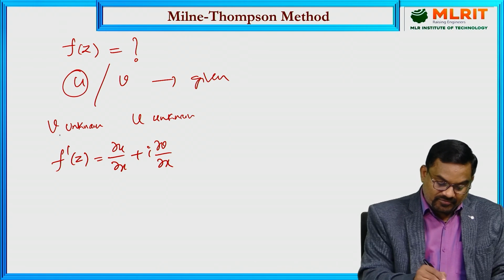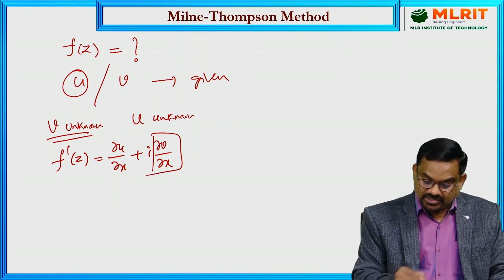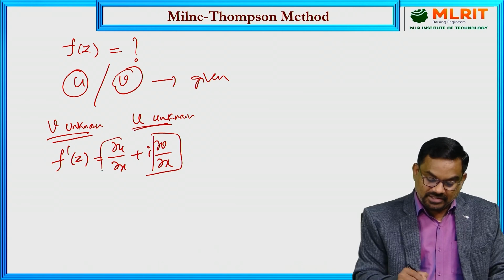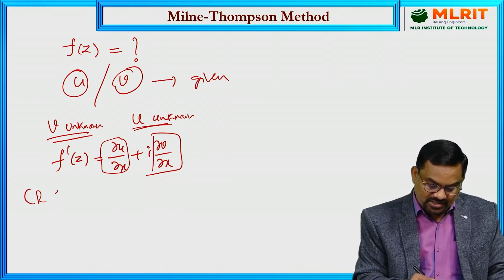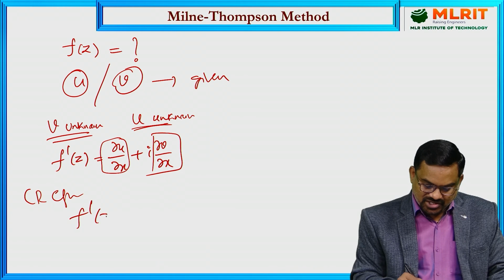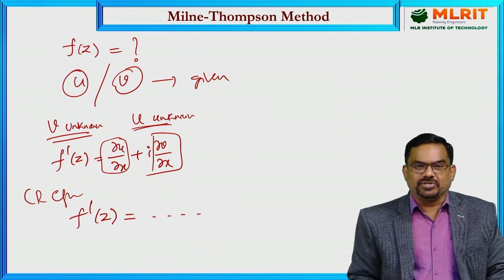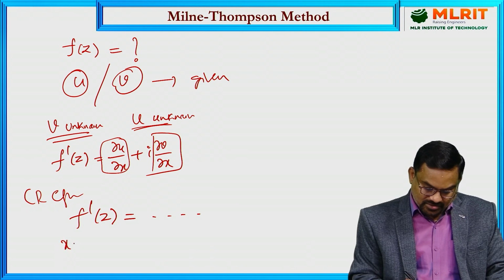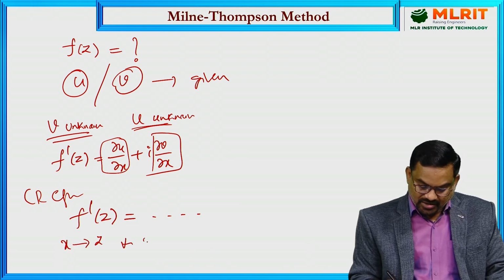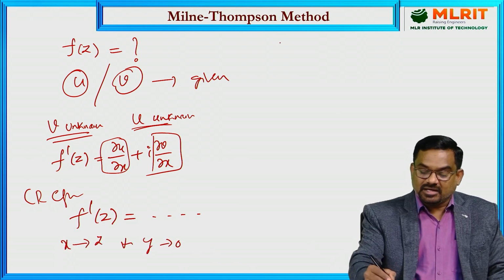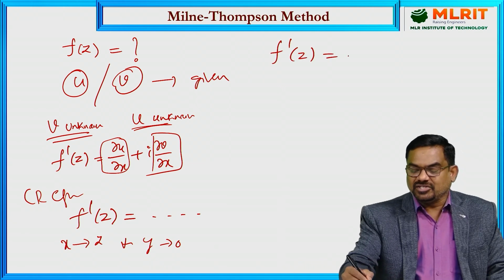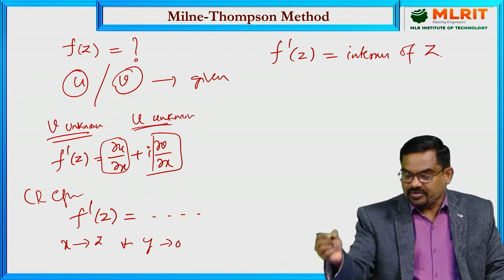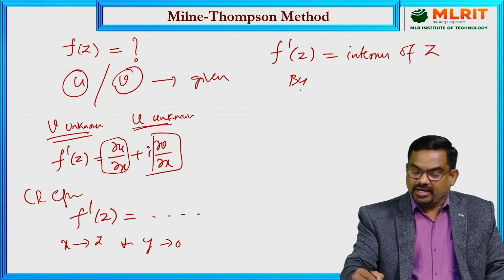If u is given, v is unknown, so we need to replace this term. If v is given, u is unknown, then replace this term using CR equations. So f dash z is some expression. Now this must be in terms of z. For that reason, replace x by z and y by 0. Then completely you will get f dash z in terms of z.